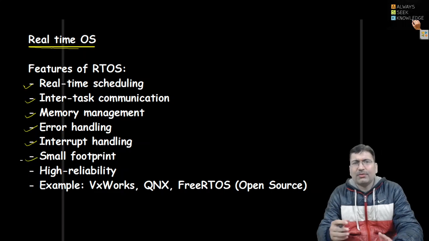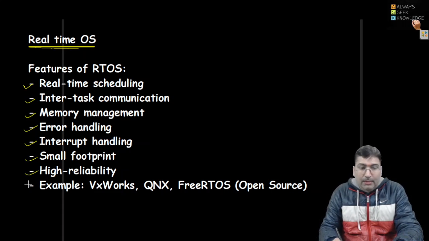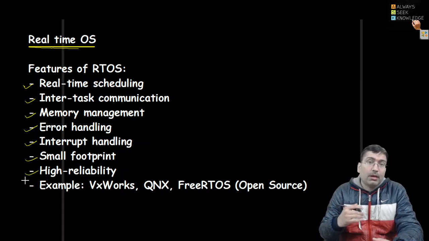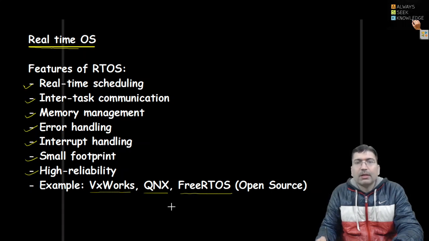Small footprint: these kinds of systems are small in nature. They do not consume much of the resources because they focus on timely execution and efficiency. Highly reliable: such systems are very good at prediction. They inform the user in advance rather than waiting until the end, when the job will not be able to meet the deadline. Examples of RTOS are VxWorks, QNX, and FreeRTOS, which are very popular real-time operating systems.